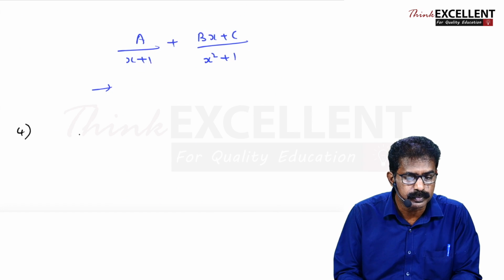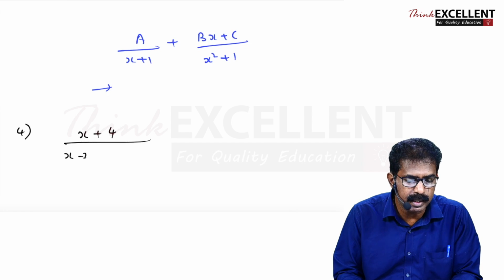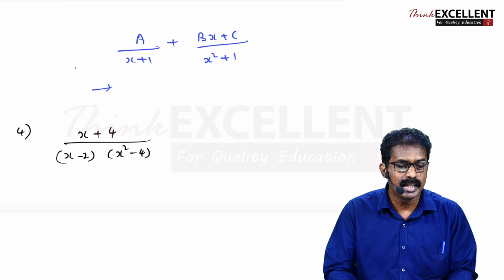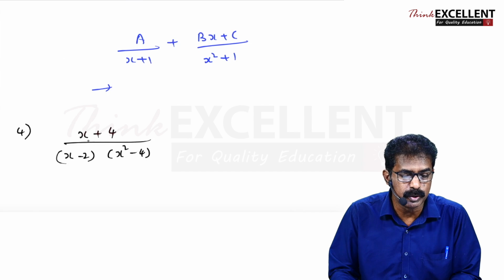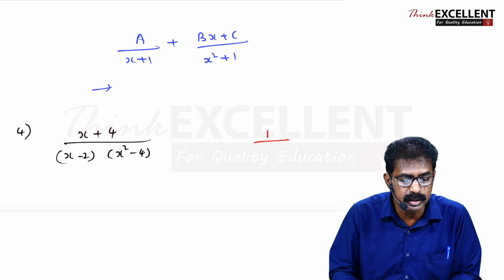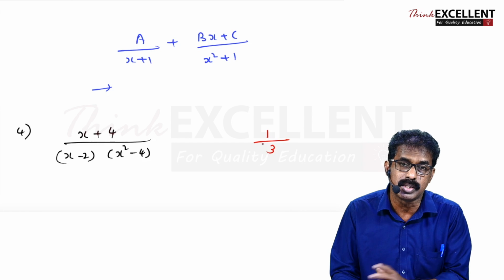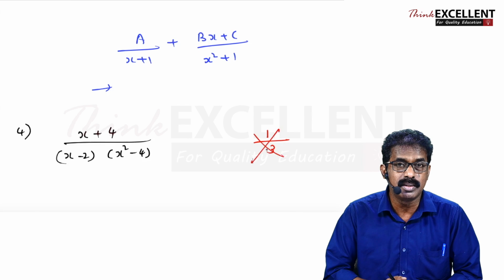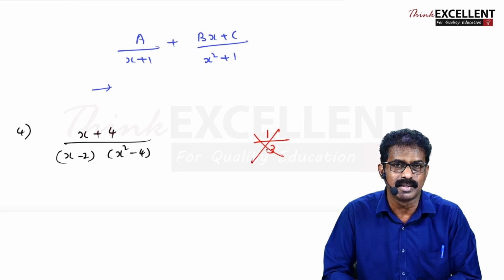Look at this question. Resolve into partial fractions x plus 4 by x minus 2 into x square minus 4. So can you identify which type it is? First you check proper or improper. Numerator degree 1, denominator degree here 1, here degree 2. Multiplication is there, so 1 plus 2, degree 3. Numerator degree 1, denominator 3. So it is proper, so no need to divide. Then please look here. I want you to understand whether it is the first type, second type or third type. If I ask, you will get all three answers.